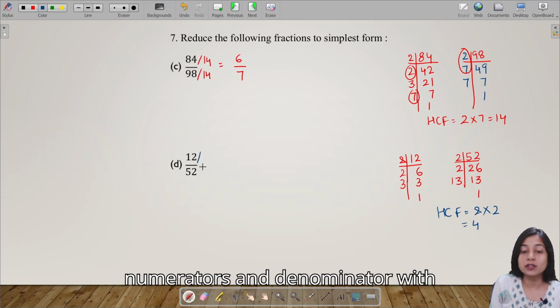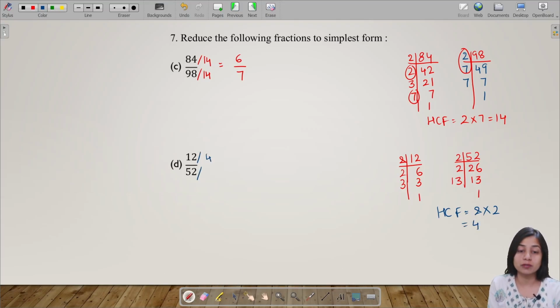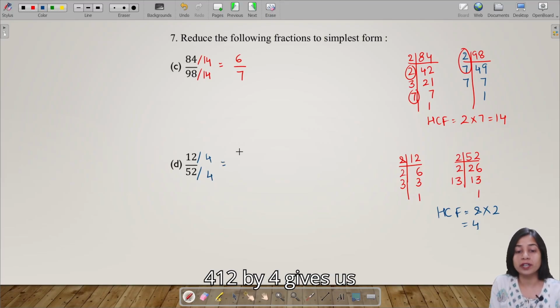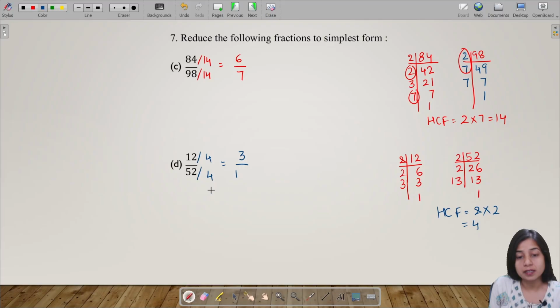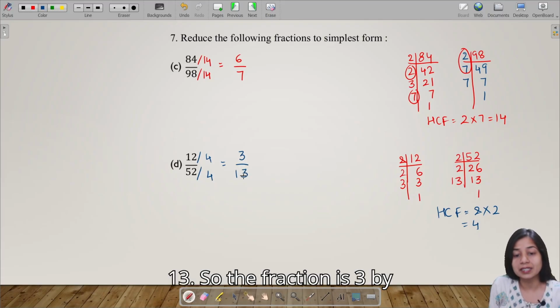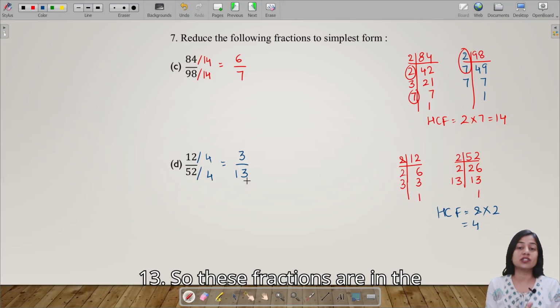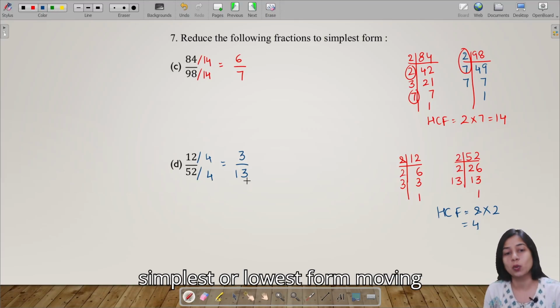So dividing the numerator and denominator by 4. 12 by 4 gives us 3. 52 by 4 gives us 13. So the fraction is 3 by 13. So these fractions are in the simplest or lowest form.